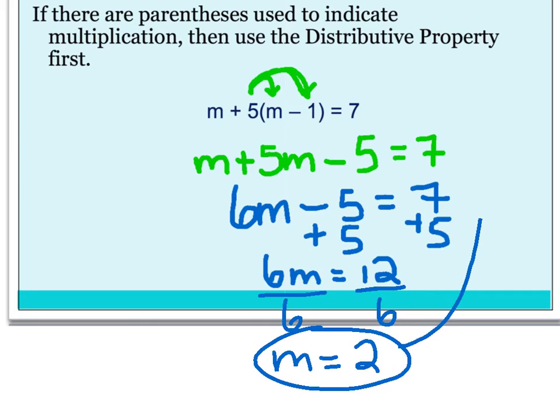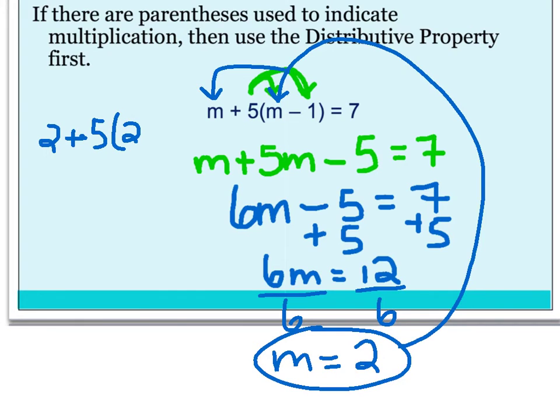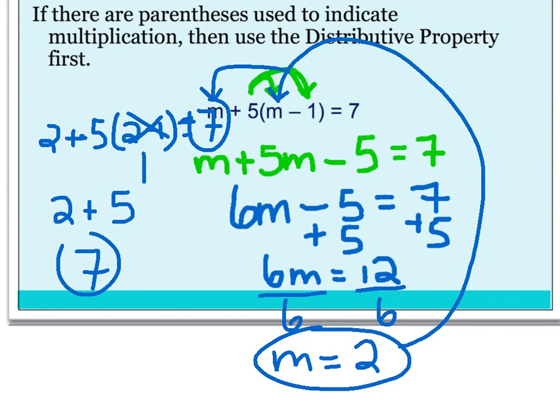If I wanted to check, I would plug it back in for the m here and the m here. I would end up with 2 plus 5 times 2 minus 1 and check to see if it would be equal to 7. What we end up with is 2 minus 1 becomes 1, 5 times 1 is 5, and 5 plus 2 is 7. Since they match, we know that the solution is m equals 2.